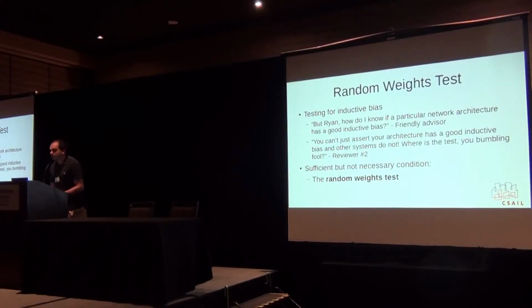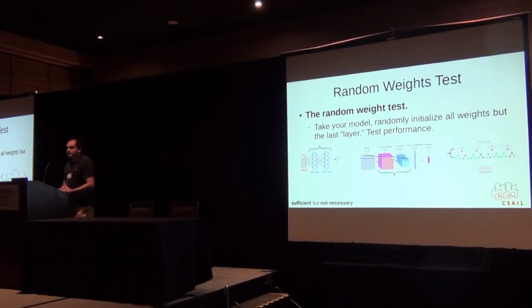I don't have a magic algorithm that will look at a neural network and tell you if you found a good inductive bias for your problem or not, but I do have a test, and it's called the random weight test. This is a sufficient but not necessary condition, meaning that if you pass this test, you definitely have a good inductive bias, but if you fail it, you may or may not. Here's what it is. You're going to take your model, randomly initialize all of the weights in it except the last layer. Then you're going to train only the last layer and test your model's performance.